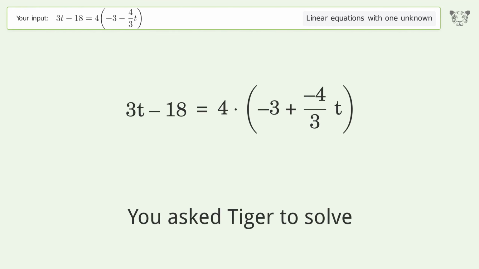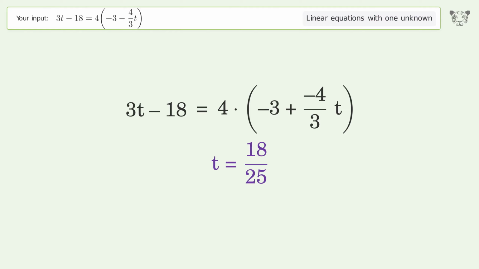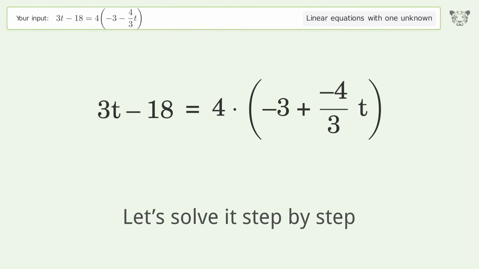You ask Tiger to solve. This deals with linear equations with one unknown. The final result is t equals 18/25. Let's solve it step by step.